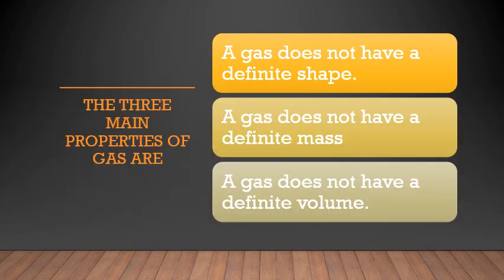Then the three main properties of gas are: a gas does not have a definite shape, a gas does not have a definite mass, a gas does not have a definite volume. These three are the main properties of gas.